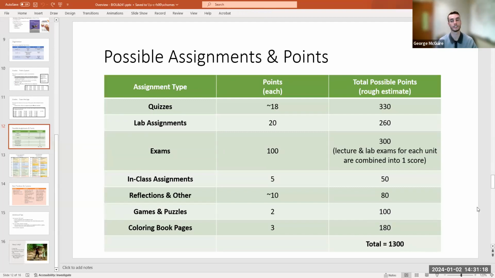So altogether, there's about 1,300 points available. So you don't have to do every single thing. You only need 1,000 total at the end to get that 4.0. But again, I recommend doing everything at the beginning, figure out which stuff you like, which stuff you don't like, and then start to manage your time from there.